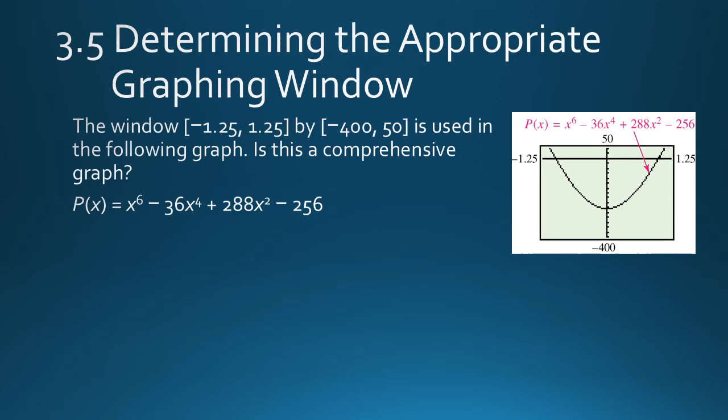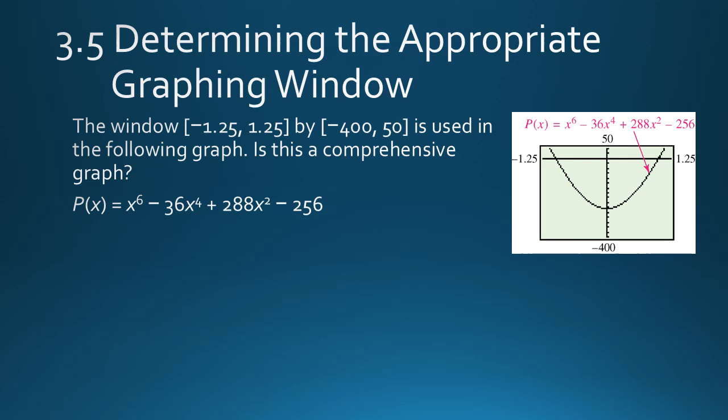Okay, give this problem a try. We've got a viewing window that's -1.25, 1.25 for x, by -450 for y. Is this a comprehensive graph? Are we seeing everything we need to see? Pause the recording, think about it, resume the recording to check your answer.